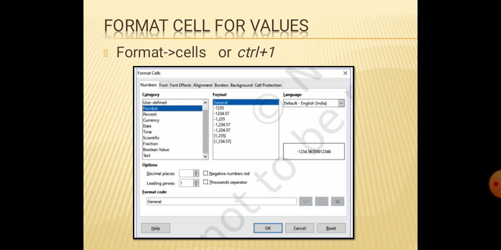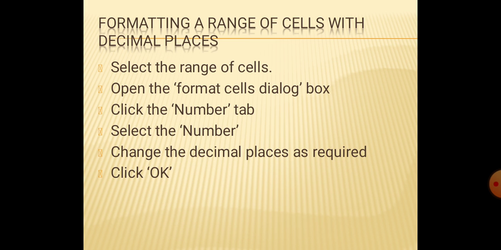Okay, and also you have different categories and formats and the language that you are using. You'll also have some preview option, how it will look. Then there are options for decimal places, etc. You have to fill in all those things and click the OK button. So, formatting a range of cells with decimal places.